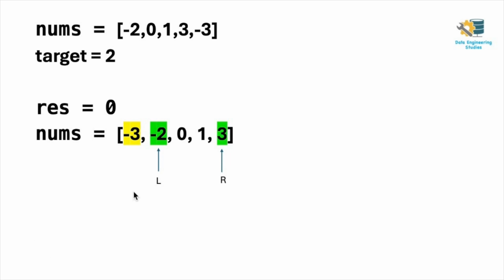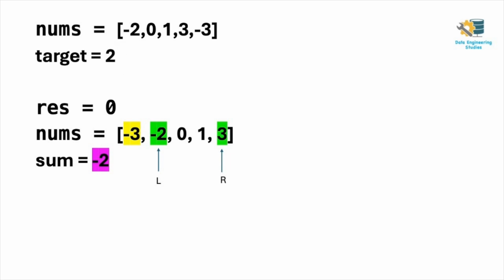Since we are using a two-pointer approach, we iterate only till here so that we can have the left pointer and the right pointer in these two positions. That's the reason we are iterating only till the n-2th position. Next, we will find the sum of these three values. The sum of -3, -2 and 3 is -2. Our sum is less than the target.